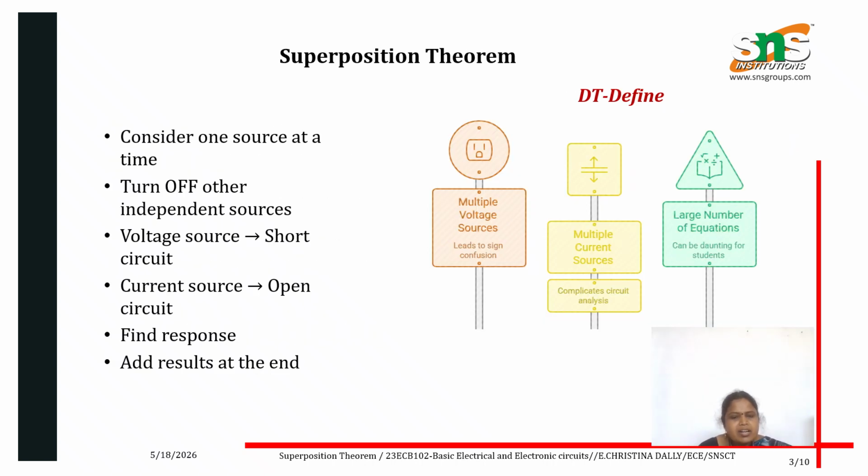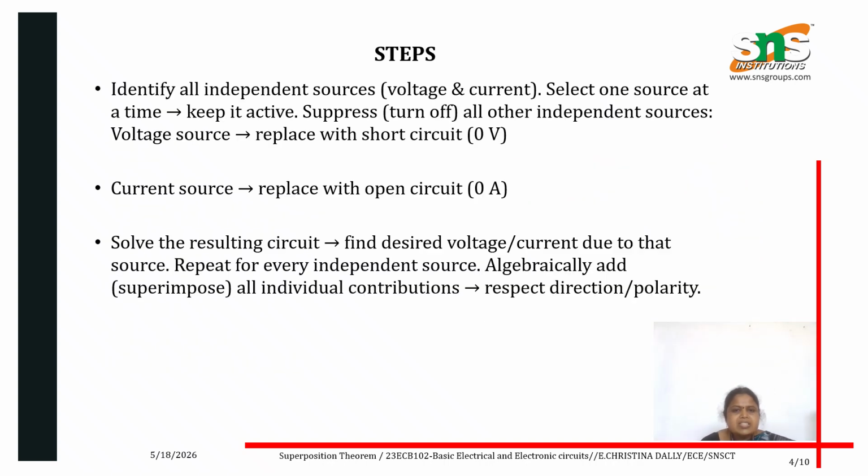Suppose we are considering one source at a time, we have to turn off the other independent sources. Here, the voltage source should be short circuited, and the current source should be open circuited. Next, we have to find the response, and finally we have to add the results at the end. Multiple voltage sources lead to confusion, and multiple current sources complicate circuit analysis. We have a large number of equations, which can be daunting, and we have some steps to follow.